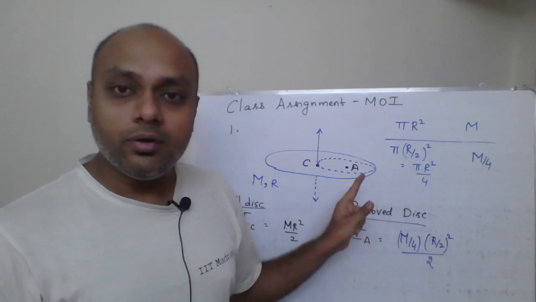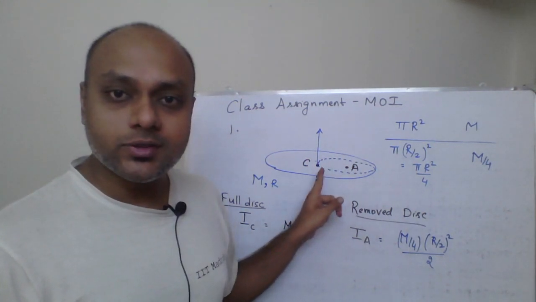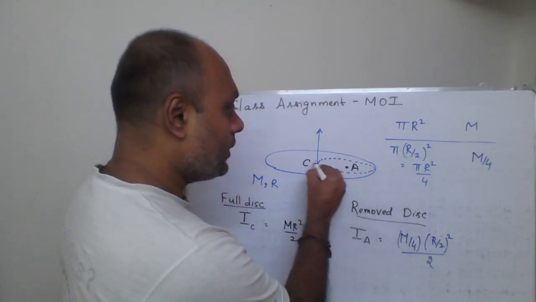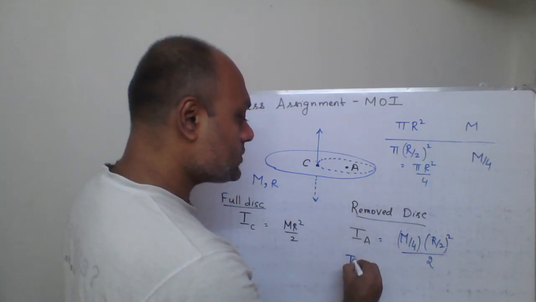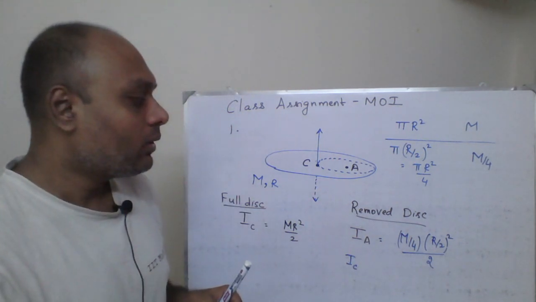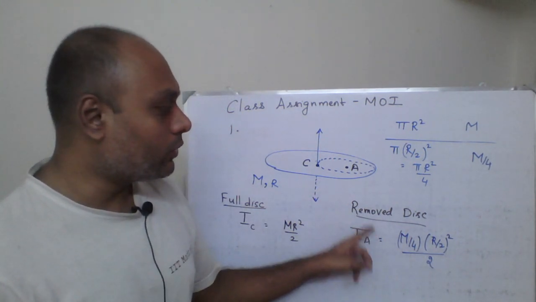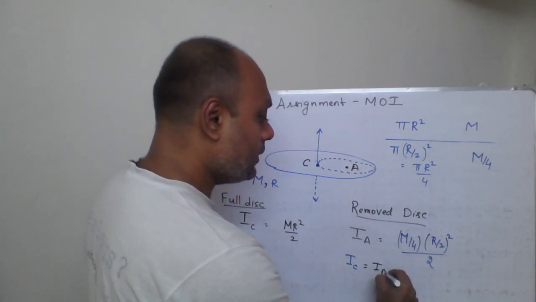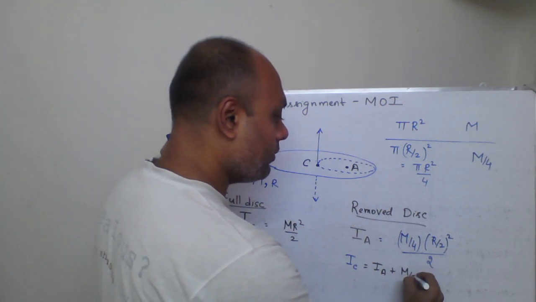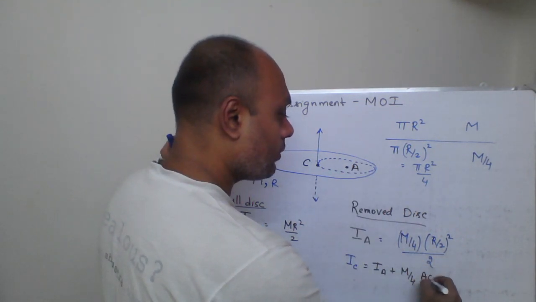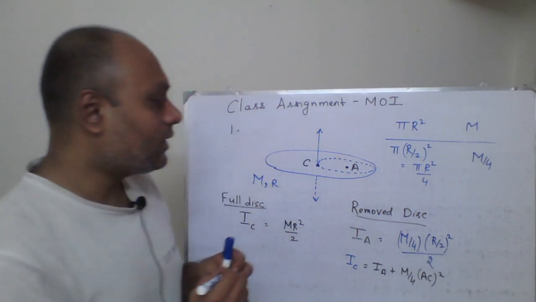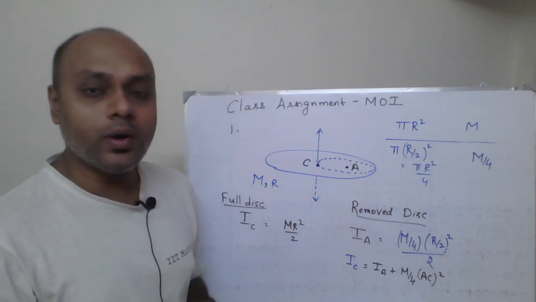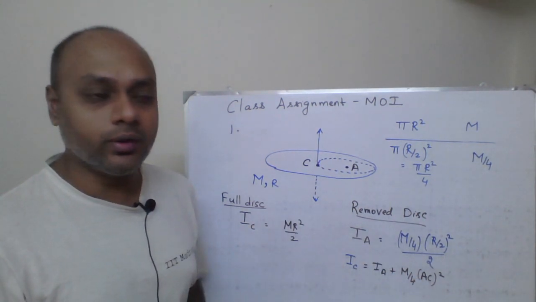Now I want the moment of inertia for the removed disk about the axis passing through C. So we will apply the parallel axis theorem. While applying the parallel axis theorem, be careful about the mass. The removed disk mass is m by 4. So IC is going to be IA plus m by 4 into AC square. By the parallel axis theorem, IC equals IA plus m times the square of the distance between the two axes.